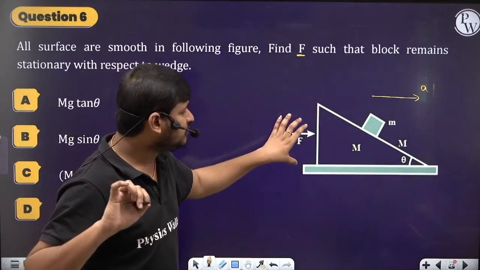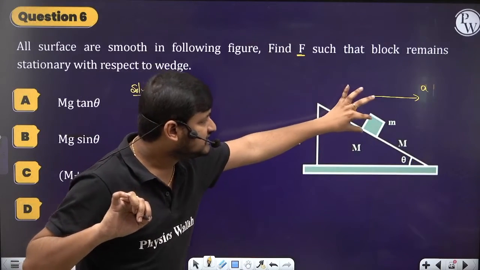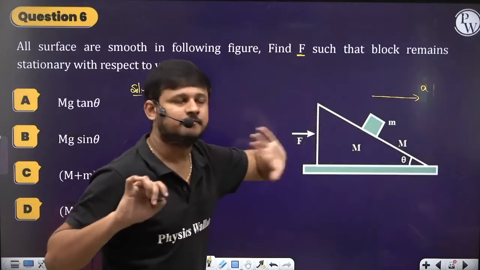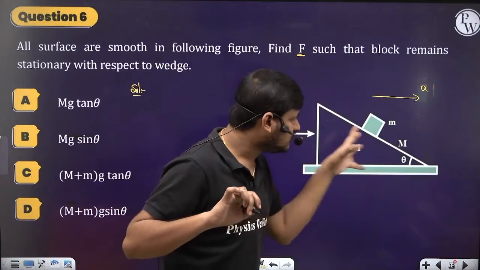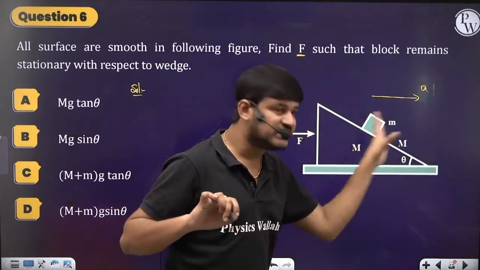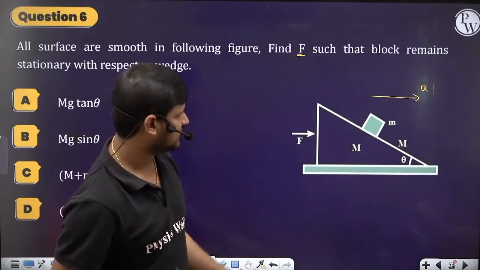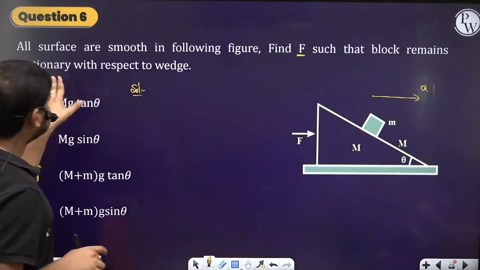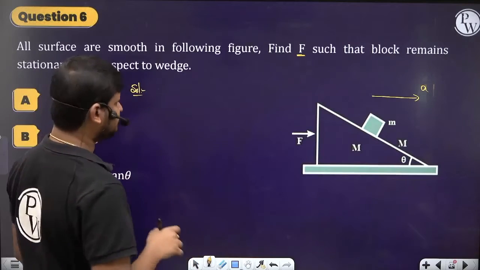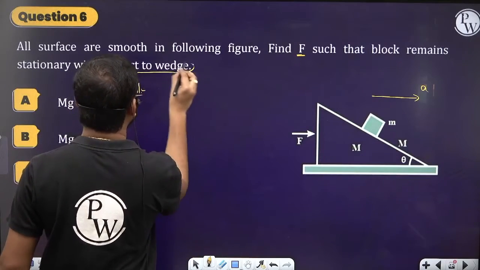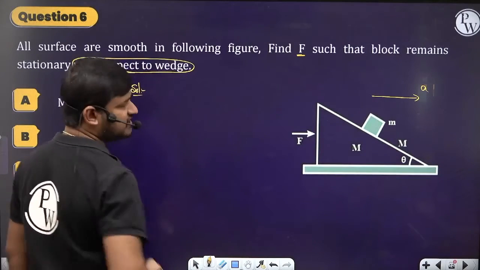So what should this force be now, so that this block does not slide? Though this total wedge is accelerating to the right side, this block should not slide on the wedge. That's the question. It should be at rest, stationary with respect to the wedge. See here, they said with respect to the wedge.